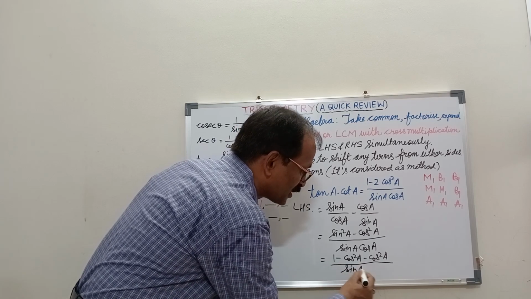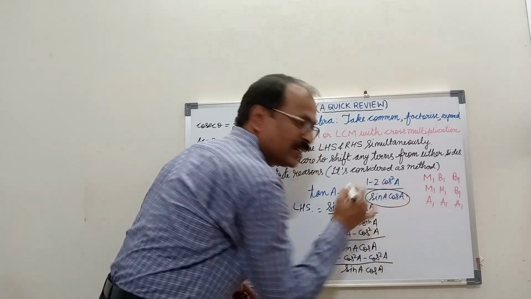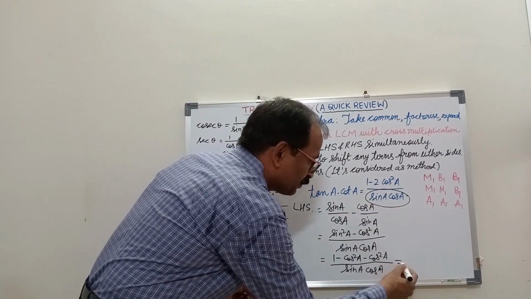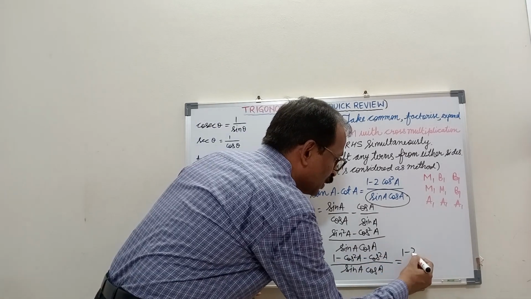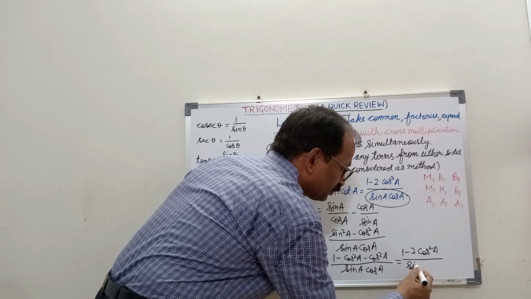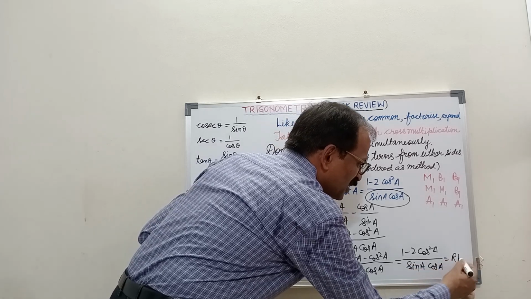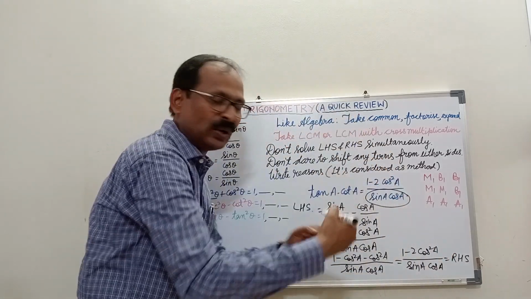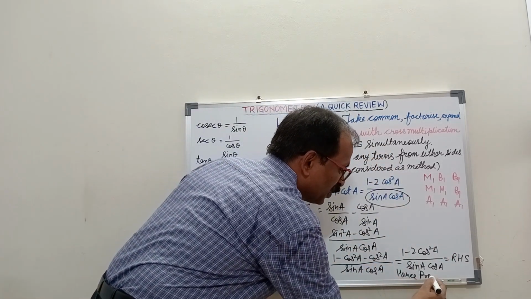If you see, sin A cos A is already the required thing because I need sin A cos A down, so I'll not touch it. Now I can add it. Cos square A, both are negative, so I can write 1 minus 2 cos square A upon sin A cos A, which is my RHS. I am just writing ahead, you write one below the other. Hence proved. You can write hence proved because we have proved.